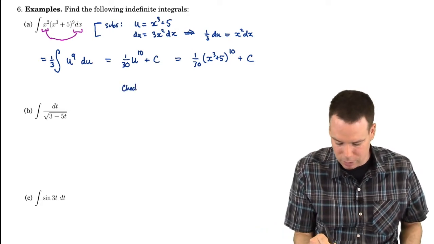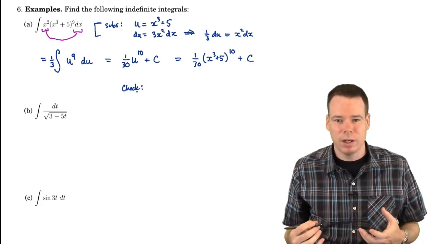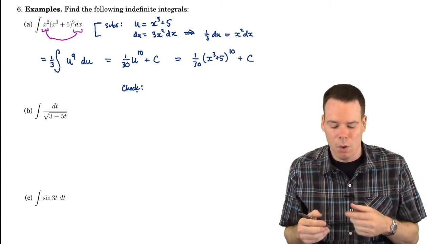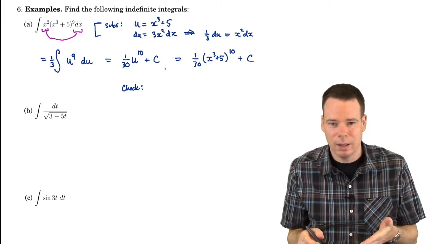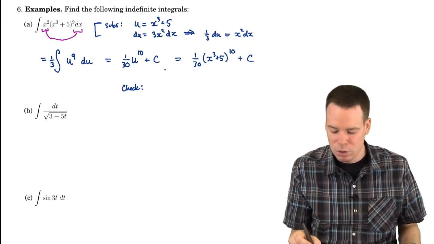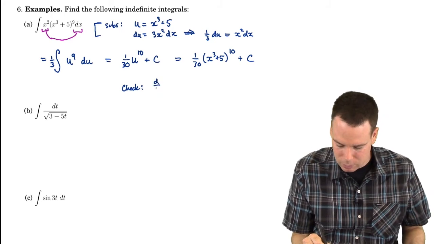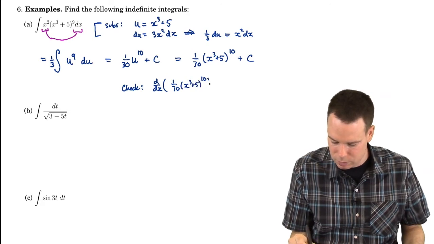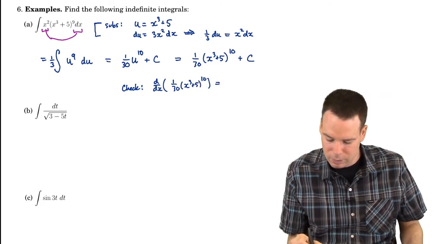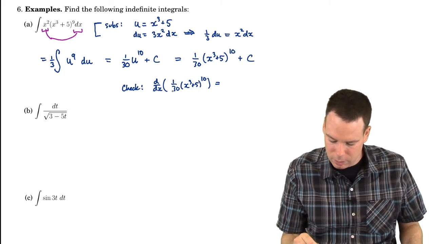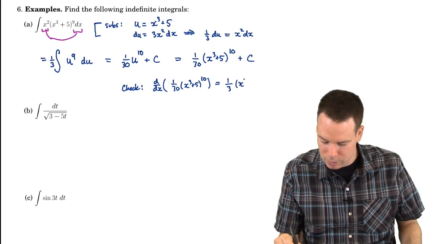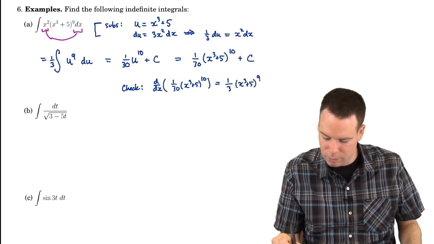Let's check to make sure this is correct. And always do a check. The check not only validates your answer, but it also allows you to see what were the steps we did and what were they trying to undo in the chain rule. So here's the steps. We had this as our function. When I take its derivative, the 10 is going to come down. It hits that 1/30th to give me a 1/3. That gives me an x cubed plus 5 to the 9th.